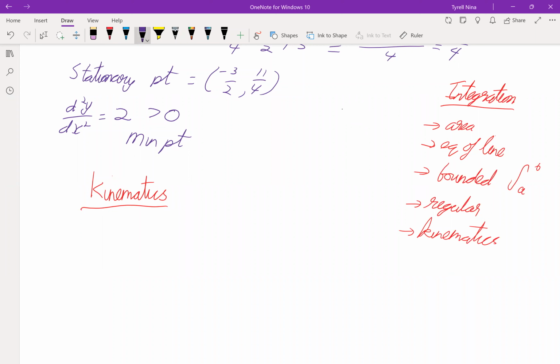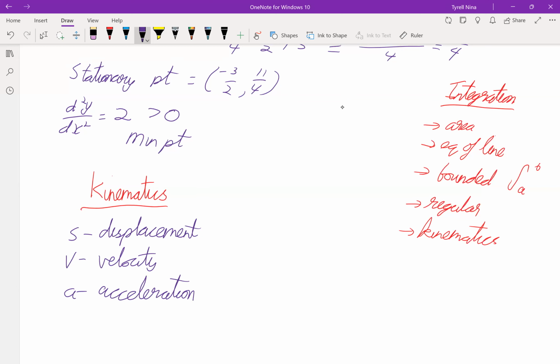All right. So with kinematics, you let S be displacement, V be velocity and A be acceleration. So we use calculus to solve for this. Now just remember, it's always with respect to t.